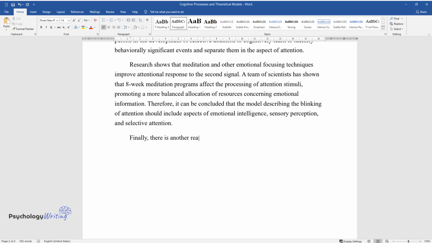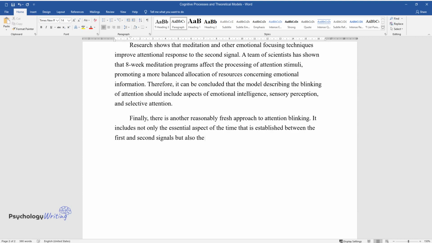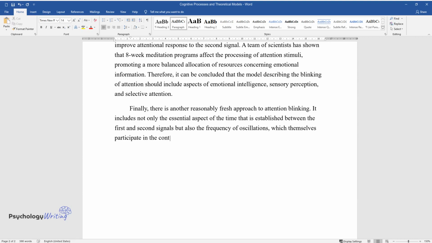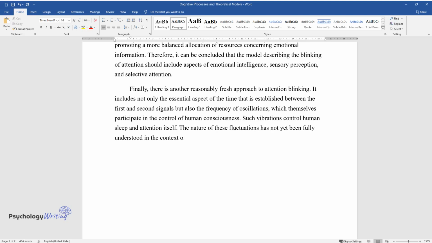Finally, there is another reasonably fresh approach to attention blinking. It includes not only the essential aspect of the time that is established between the first and second signals but also the frequency of oscillations, which themselves participate in the control of human consciousness. Such vibrations control human sleep and attention itself. The nature of these fluctuations has not yet been fully understood in the context of this effect.